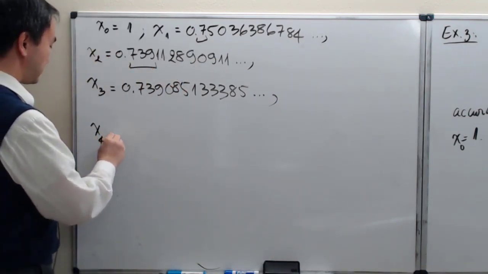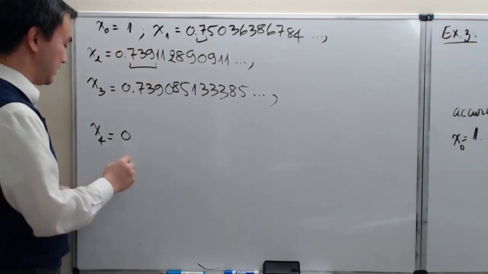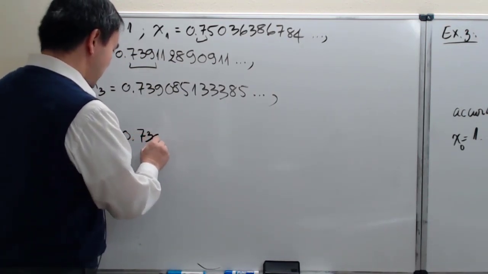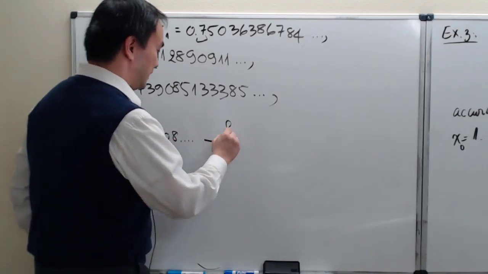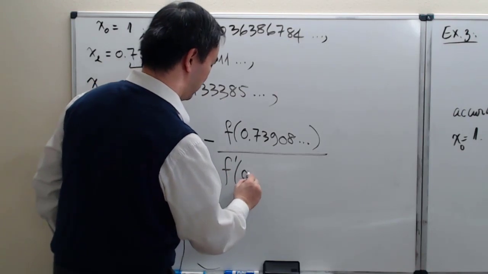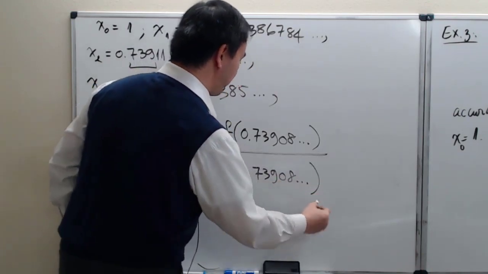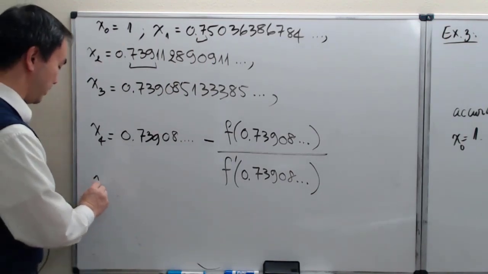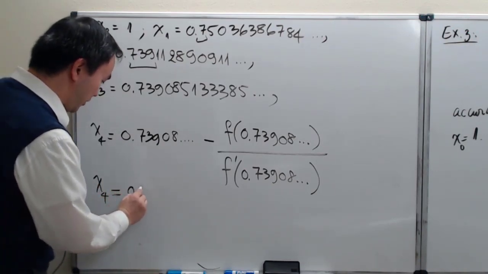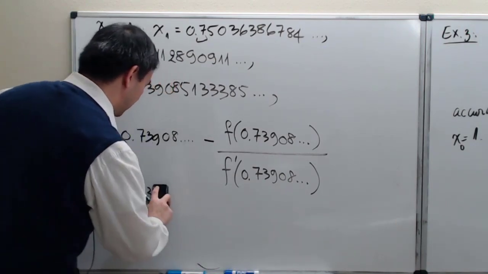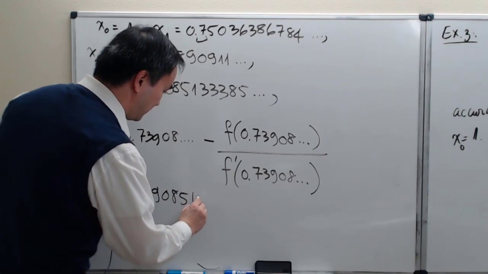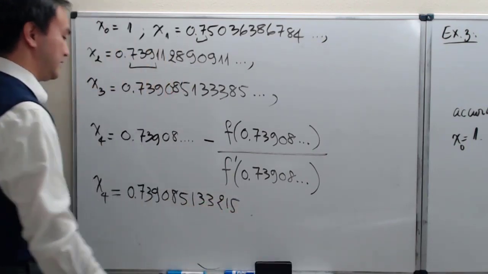So for x4, like I said, do not round any of these steps if you're using that for the next calculation. So 0.73908 and a lot longer. I'm going to subtract f at 0.73908 divided by f prime at 0.73908. Okay, and so now I looked at the 2 calculations. And so x4 actually came out being 0.739085133215. All right, and a lot longer, of course.